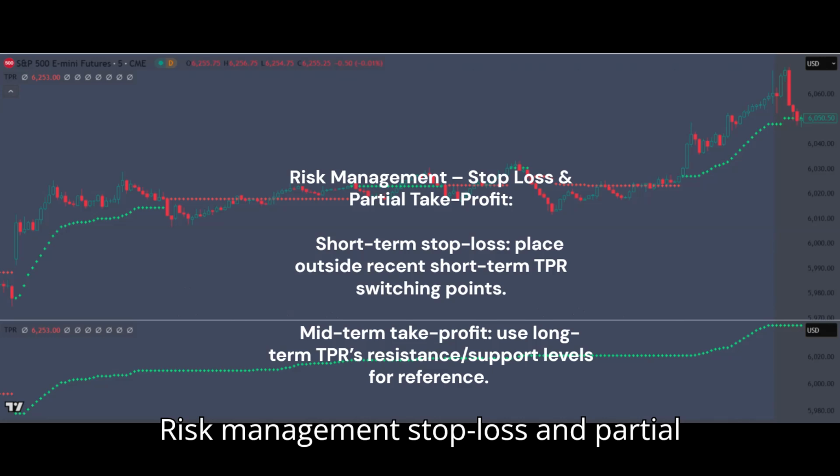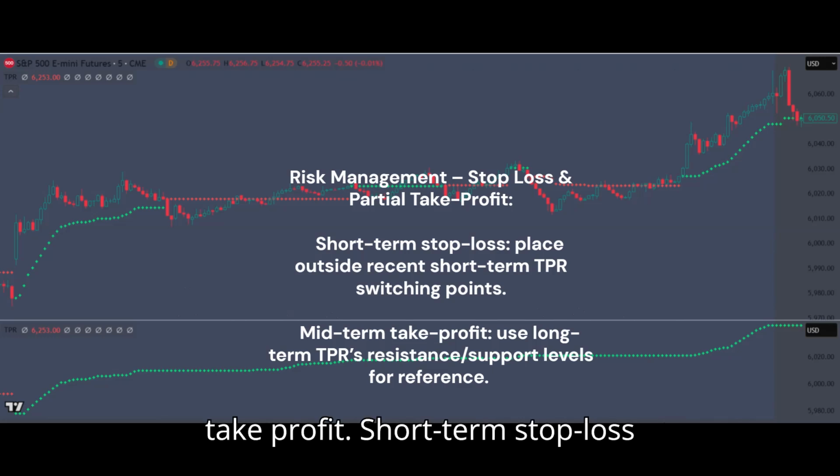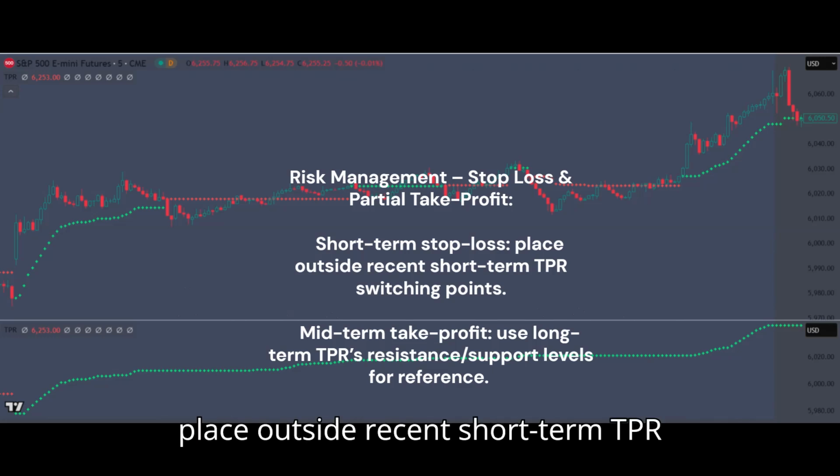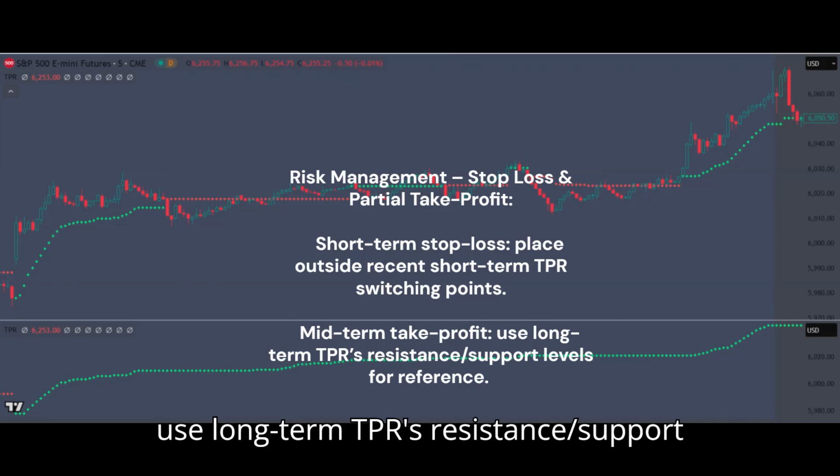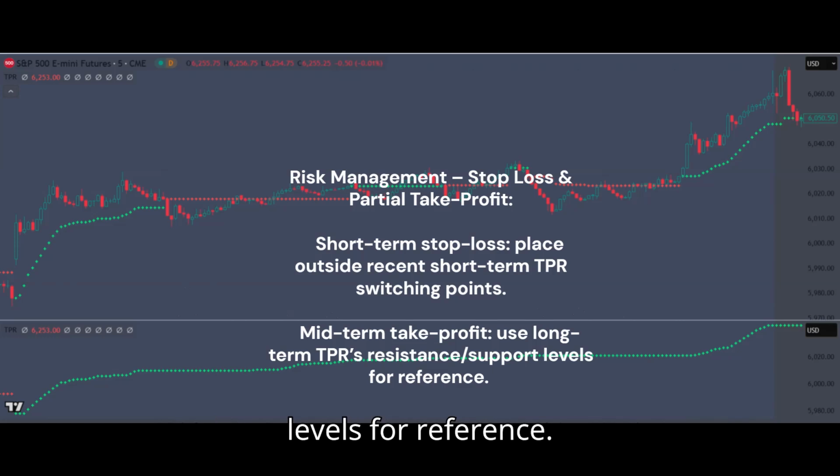Risk management, stop-loss and partial take profit. Short-term stop-loss: place outside recent short-term TPR switching points. Mid-term take profit: use long-term TPR's resistance/support levels for reference.